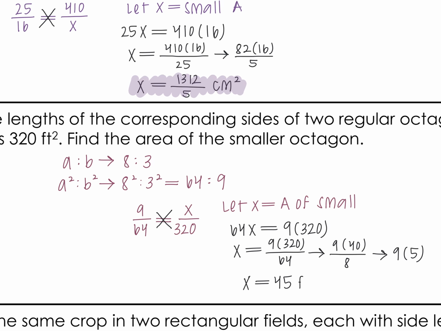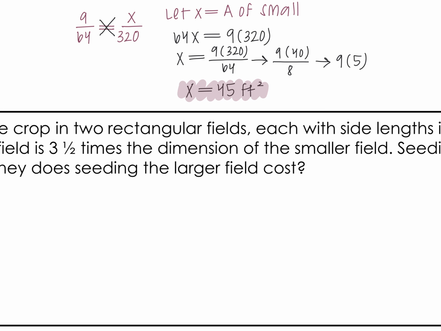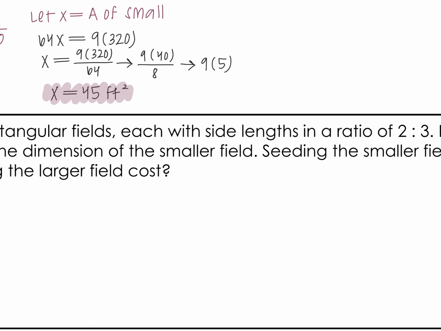All right, let's move into the next problem. Benita plants the same crop in 2 rectangular fields, each with side lengths in the ratio of 2:3. Each of the dimensions of the larger field is going to be 3.5 times the dimension of the smaller field. Seeding the smaller field is going to cost $8. I want to know how much money does seeding the larger field cost.